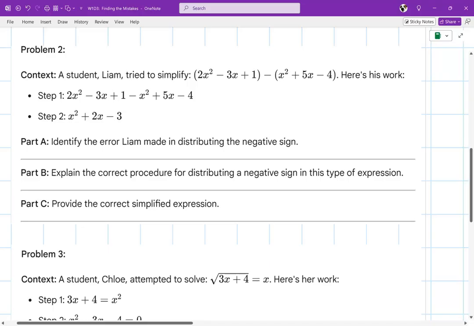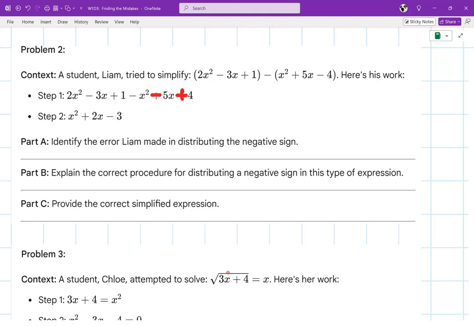Says the student Liam tried to simplify this right here. Here's his work. So step 1, and then there's step 2. So supposedly it took 2 steps. Is there a mistake or is it correct? What's going on? Step 1, what did they mess up on? Negative 5x and a plus 4, right? It shouldn't be plus 5x minus 4. It should be a negative 5x and a plus 4, right?